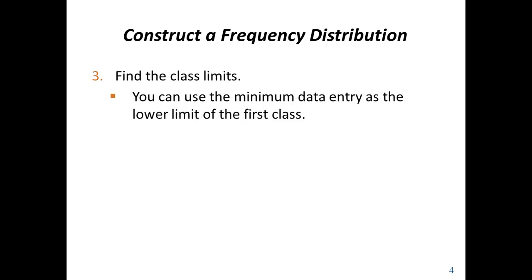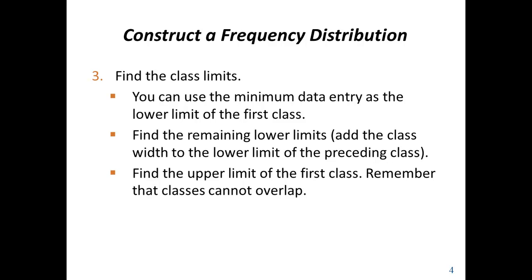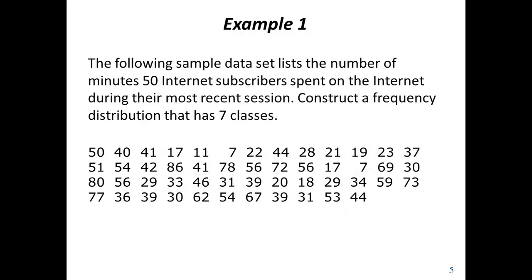Then you have to start with the minimum value and create the lower limit of the first class, and then find the remaining lower limits. Simply, you add the class width that you calculated. And the next step is to calculate the upper limit. One more time, the classes cannot overlap.